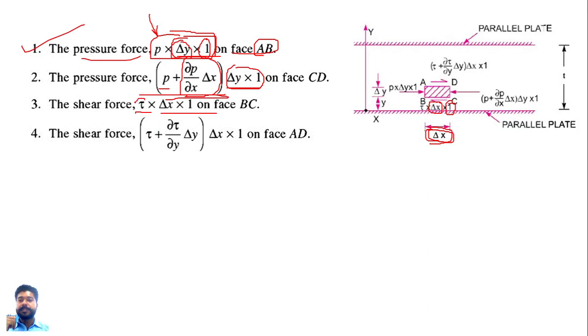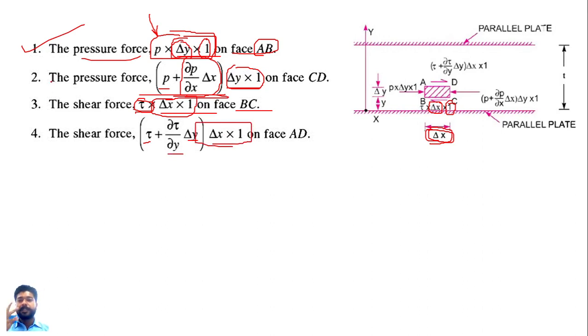So here it is, the stress into area which is applied on the face BC, same as in the opposite direction. There is a shear stress plus change in shear stress due to the height of this element, that is delta y, into area.